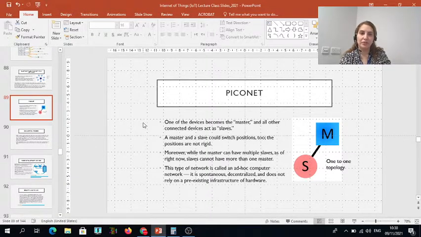This type of network is called an ad hoc computer network. You guys probably know that better than me because of the type of degree that you're pursuing, and the hardware should also be in place in order to have such a technology known as Piconet.